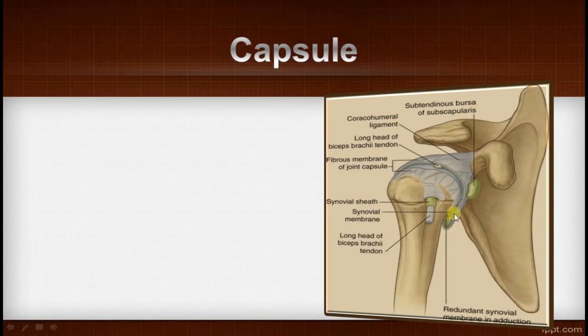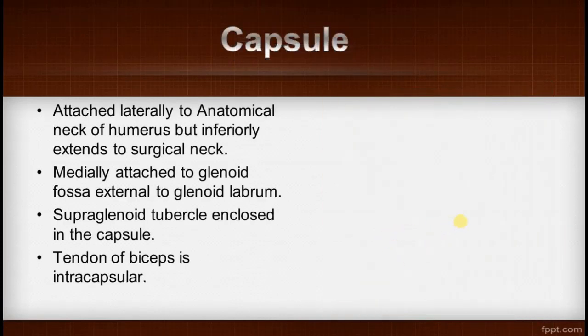Up to 1 centimeter the capsule extends below, because the joint is weak inferiorly and not supported by any other structures. The only support is the capsule, which extends below, and furthermore to some extent the long head of triceps also comes into action. We will see that later. And on the inferior aspect, one structure very intimately related to the capsule is the axillary nerve. Okay, so medially it is attached to the glenoid fossa outside the glenoid labrum.